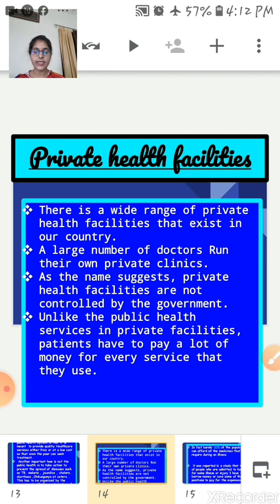As I said, private healthcare facilities are not controlled by the government; they are owned by individuals. Unlike public healthcare services, in private healthcare services people have to pay a lot of money for each and every service they use. And today, the presence of private facilities can be seen all around.